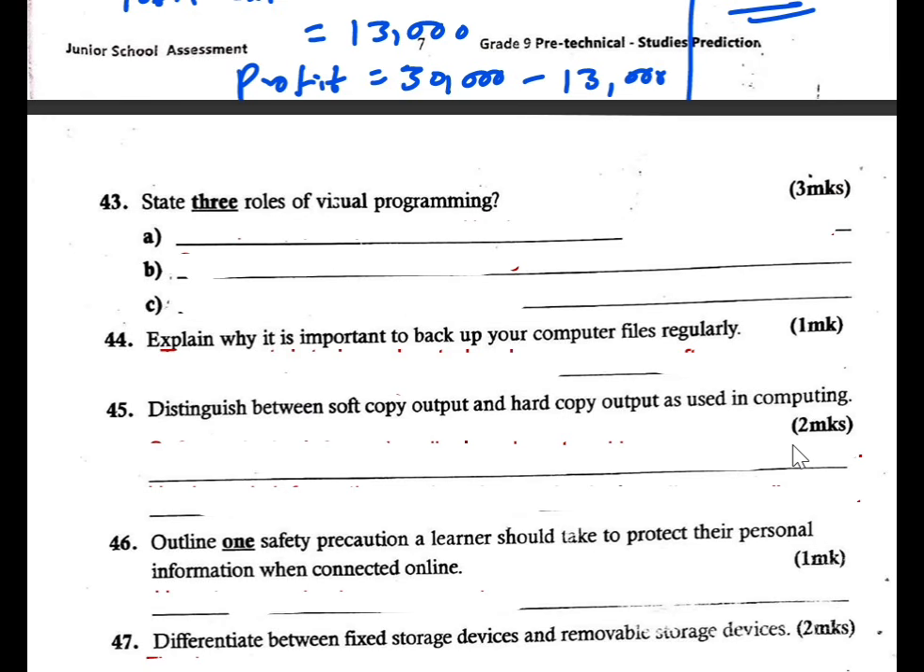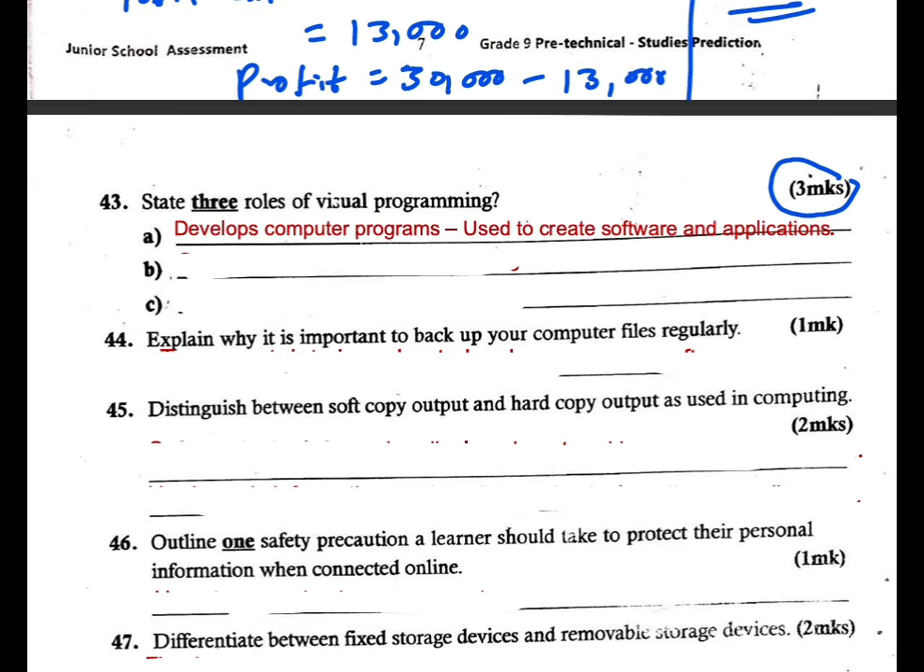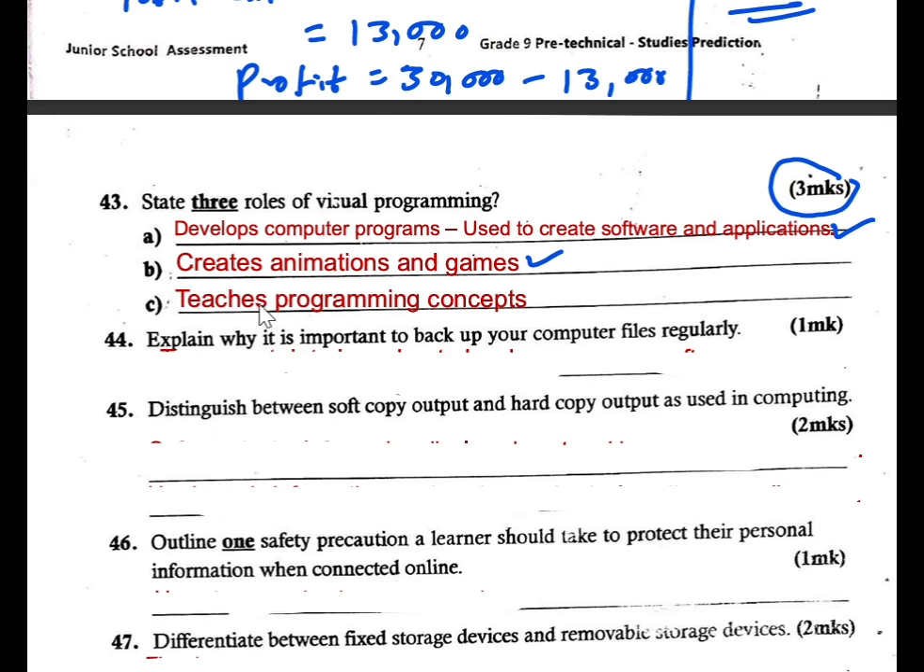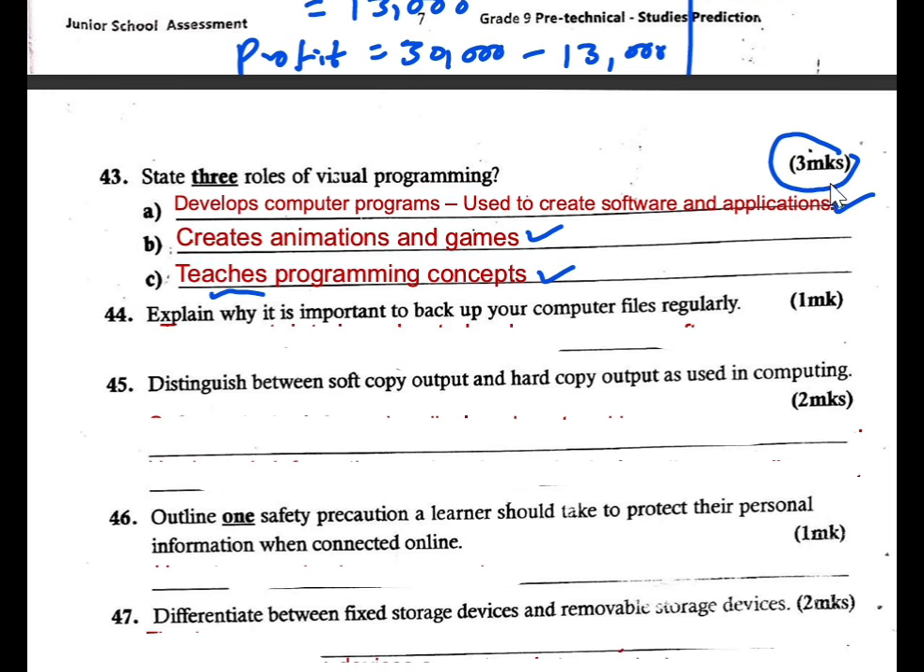Number 43. State 3 roles of visual programming. So visual programming tumesoma, for example, Scratch. Roles yake ni kama gani? One is to develop computer programs. For example, it is used to create software and applications. 2, used to create animation and games. You can use it to create beautiful animation, and also some games which you can sell. 3, another role is to teach programming concepts. Visual programming is used to teach learners how to program by dragging and dropping blocks, and therefore used to teach programming concepts and make programming easier to understand. So those are the 3 roles. We score those 3 marks.